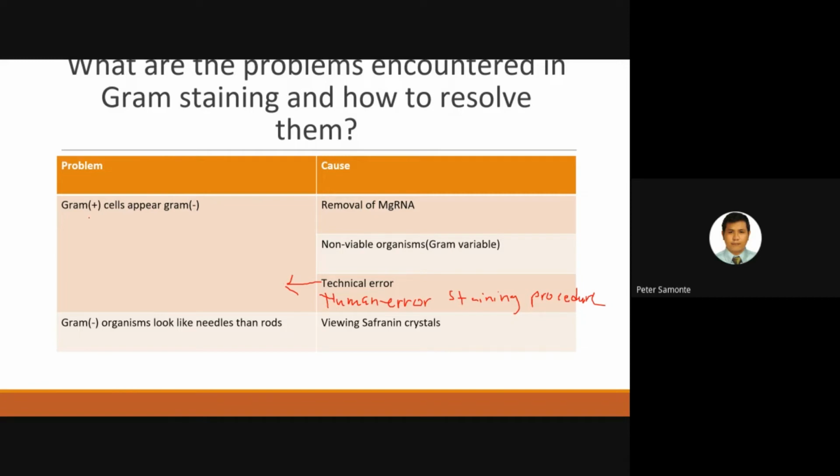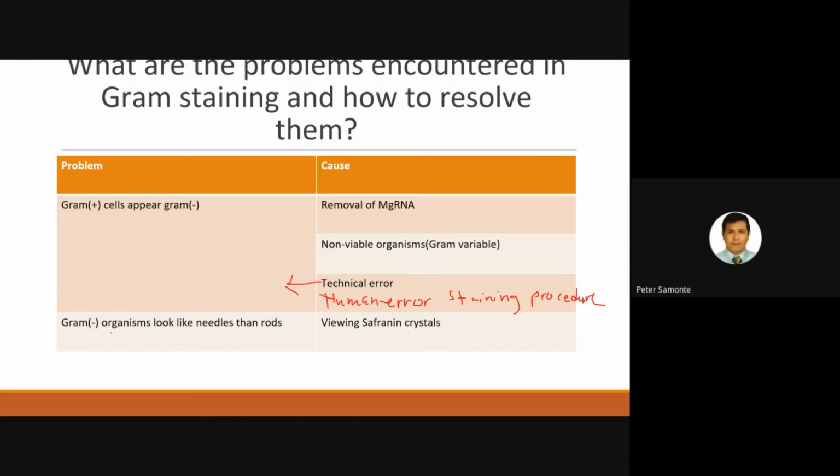what do you think is the cause of a gram-positive cell appearing gram-negative? What step in the staining procedure was missed? Any ideas? Yes, Andrea. Kaya lang, sir, ang incomplete decolorization, sir.